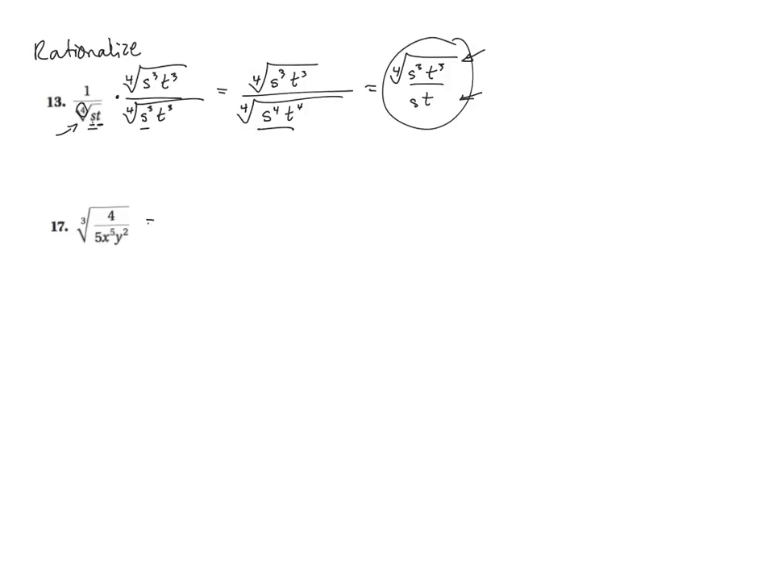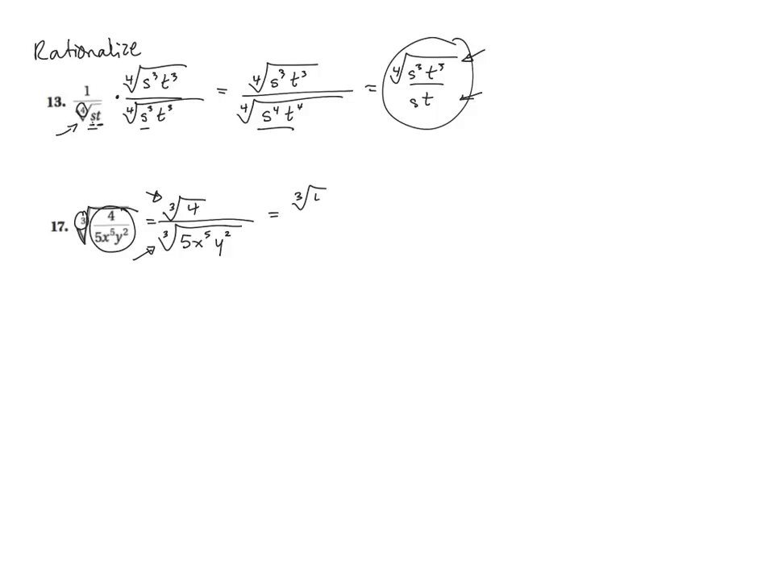I am going to split this up though, so I'm going to have a cube root of 4 on the top, and I'm going to have the cube root of 5x to the 5th y squared on the bottom. So with radicals, if you have the radical of a quotient, you can take the same radical with the same index of the top and divide it by the same radical of the bottom. Okay, so now I really forget about the top.